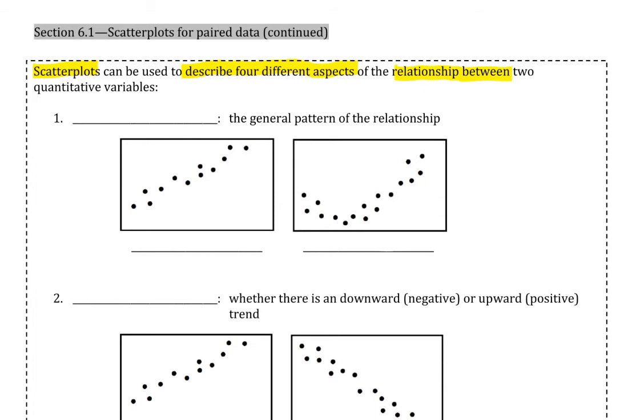The first aspect we will discuss is the form. The form describes the general pattern of the relationship between the two quantitative variables. It can be described as having a linear form if the general trend follows a pattern resembling a straight line. It's important to notice we're not saying all the points live on a single line. We're saying the points just follow a pattern that resembles a straight line.